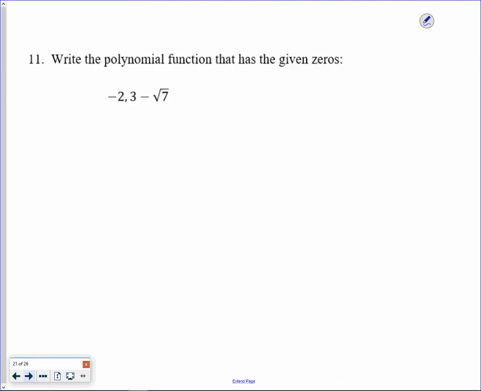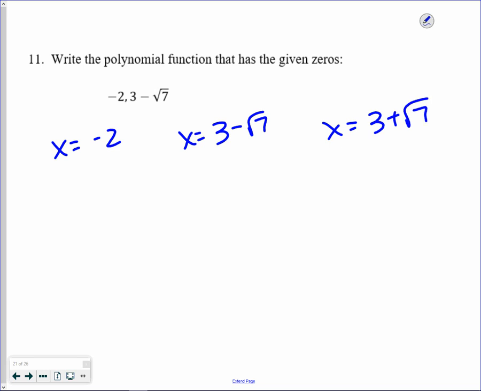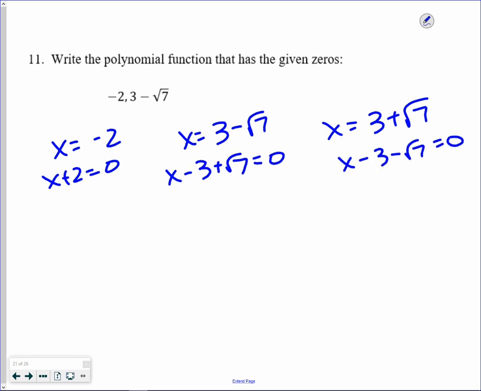Write the polynomial function. All right, so now if x equals -2 and x equals 3 minus the square root of 7, then x must also equal 3 plus the square root of 7. All irrational answers must come as pairs, which means x plus 2 equals 0, x minus 3 plus the square root of 7 equals 0. And so what I am doing is I'm taking the solutions, I'm making them equal 0 because those are the factors, and then I'm taking the factors and I am going to FOIL.